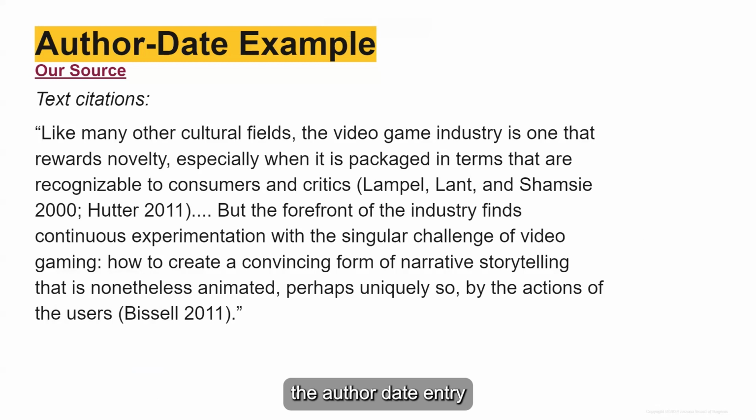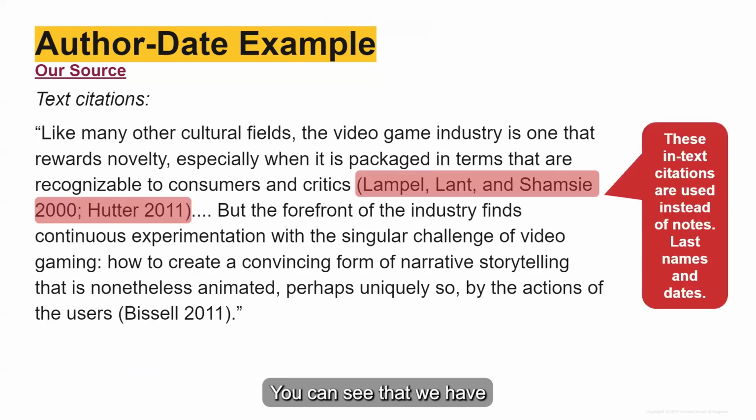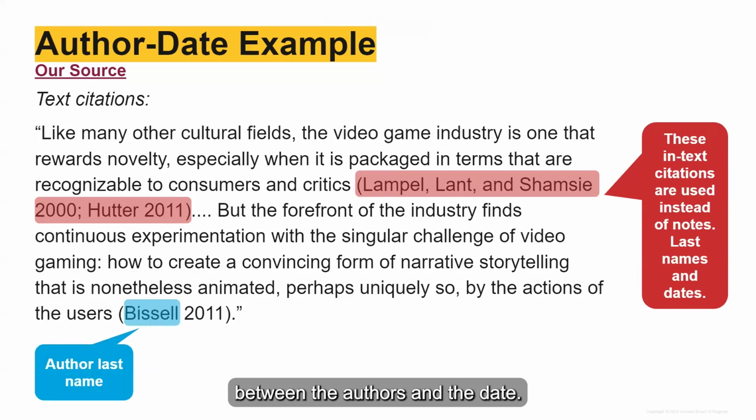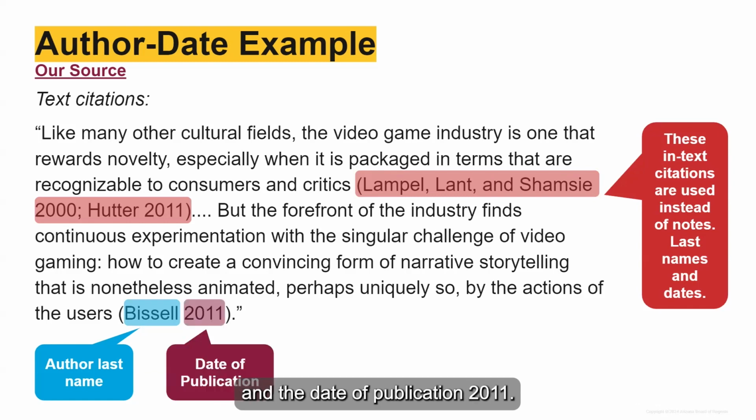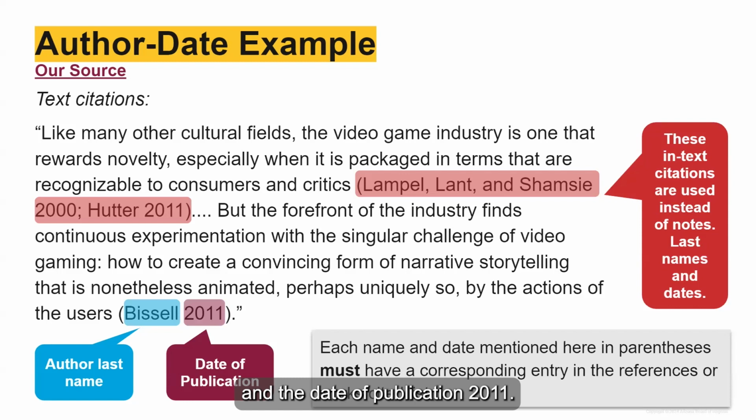Let's review an example of the author date entry for Chicago Citation. Here we have a paragraph of text. You can see that we have in-text citations used in a parenthetical format, and it lists the last name of the authors and the date. You'll notice there are commas separating the authors, but there is no comma between the authors and the date. Here we can see they're including the author last name, Bissell, and the date of publication, 2011. Each name and date mentioned here in parentheses must have a corresponding entry in the references or works cited list. To fail to do that is a form of academic dishonesty.